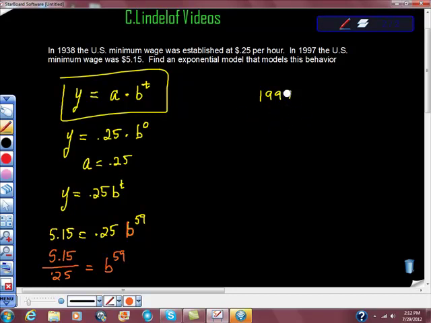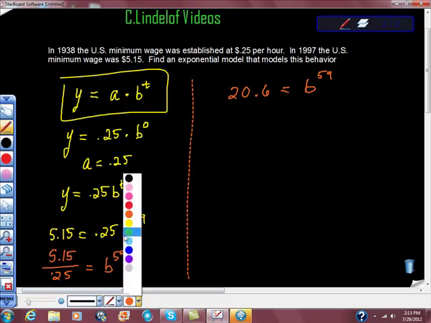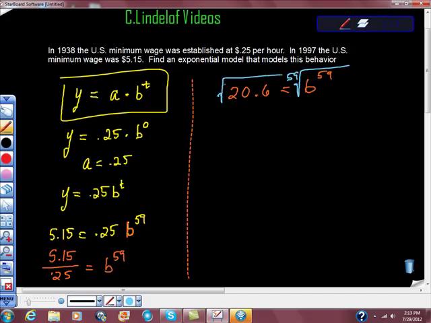Right? This is a lot of calculator math here, so just to be honest about it, I'm not doing all this in my head. I'm going to simplify this, and this simplifies out to about 20.6. So 20.6 is equal to b to the 59th power. Hopefully you can see this. I want to get b by itself, so I have to take the 59th root of b to the 59th power, so I have to take the 59th root of this also.